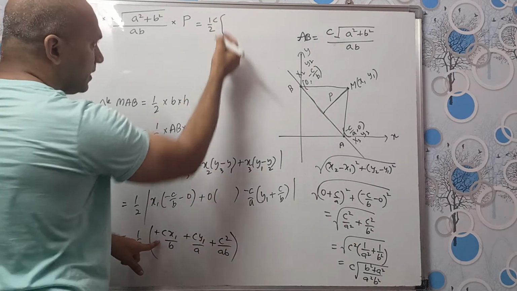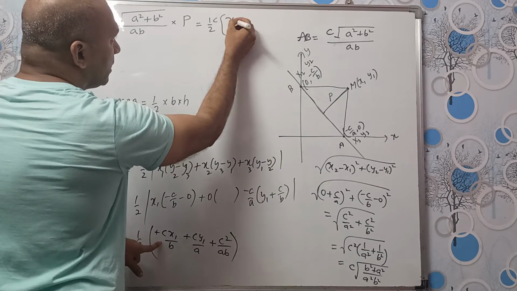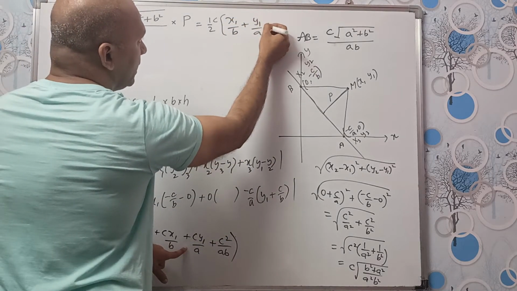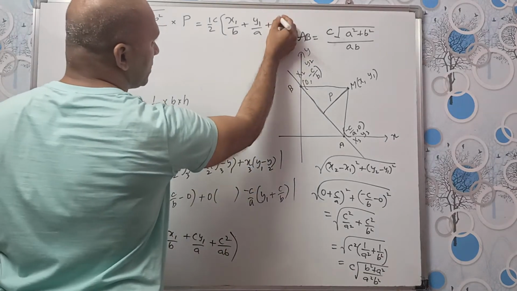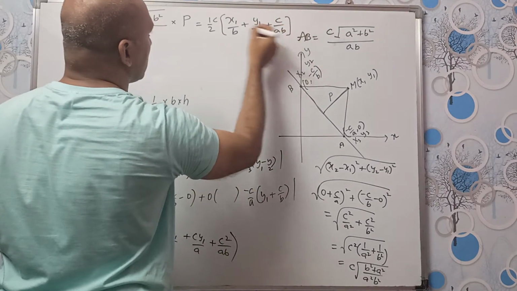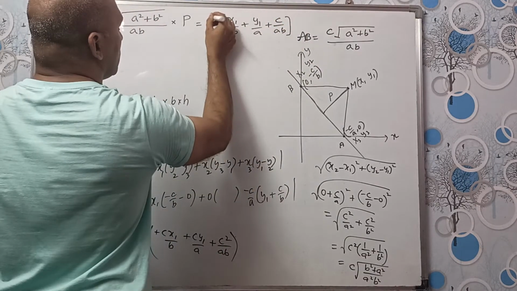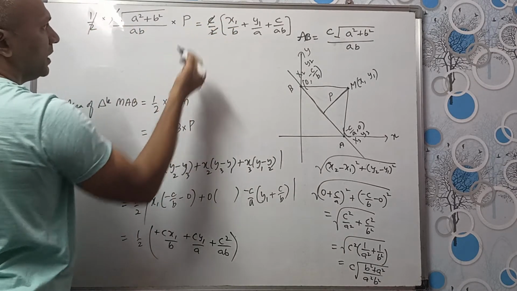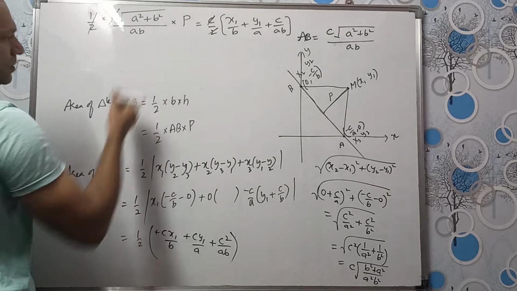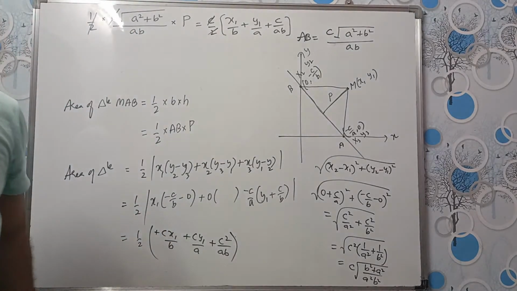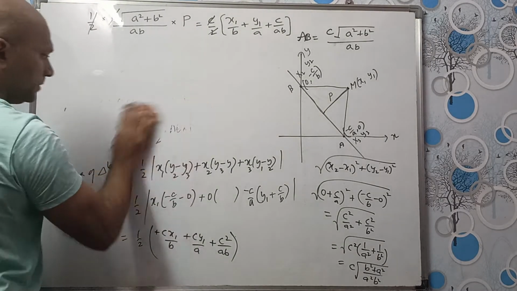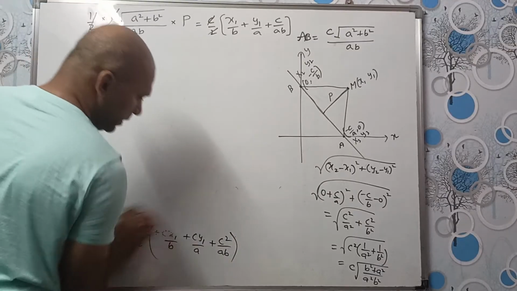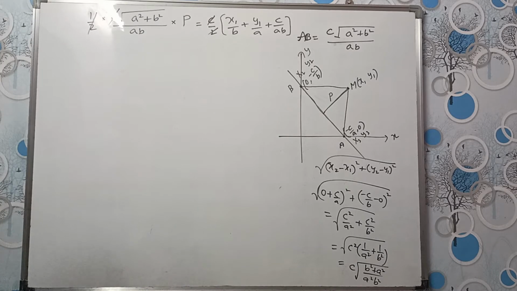And let us take c common, it will be x1 by b plus y1 by a plus 1, taking c common, right? So c by ab will come here. Okay, so this will be c by 2. So c and 1 by 2 and 1 by 2 will get cancelled, right? So let me just rub. We got the formula now.